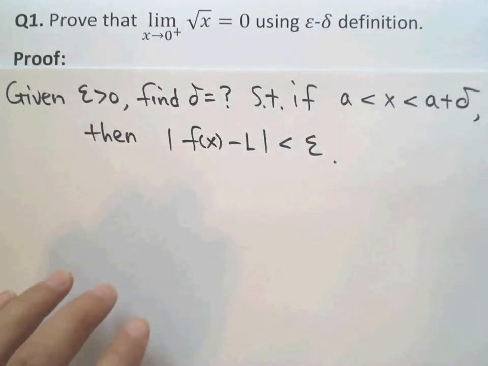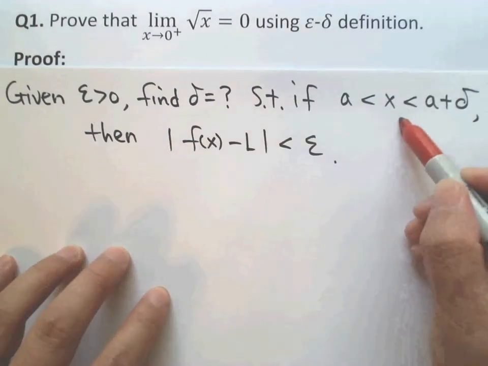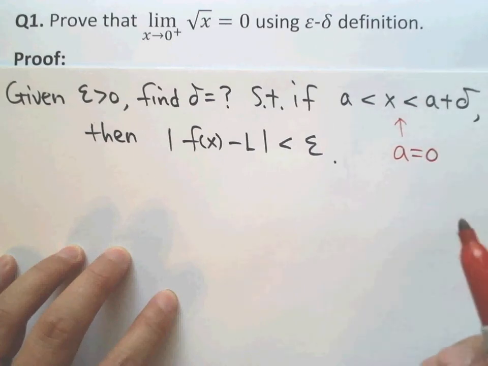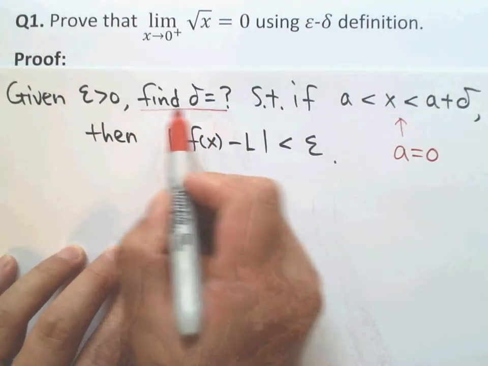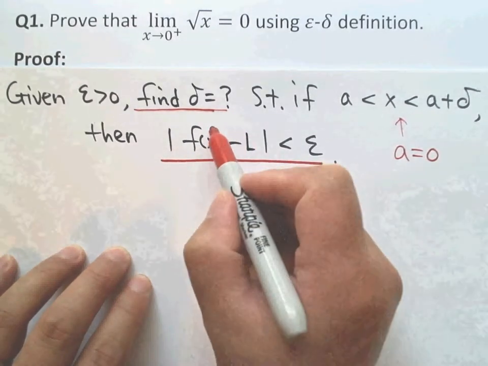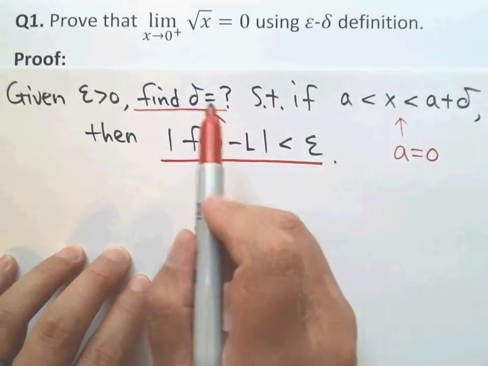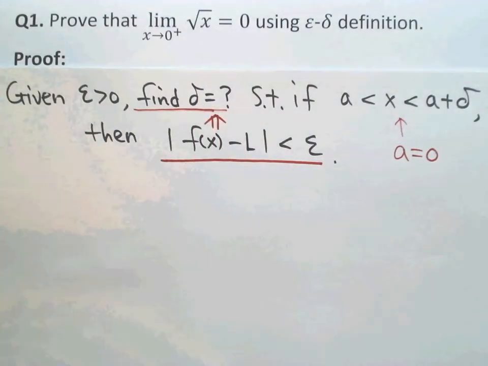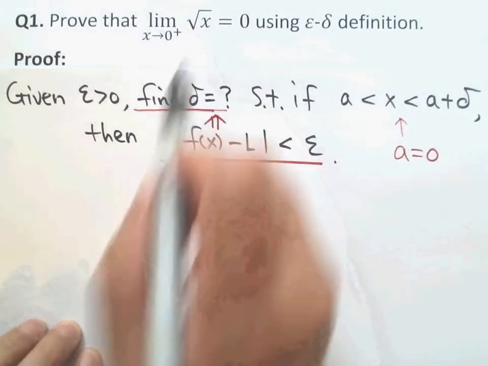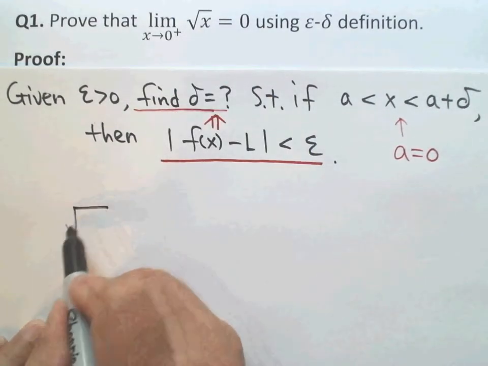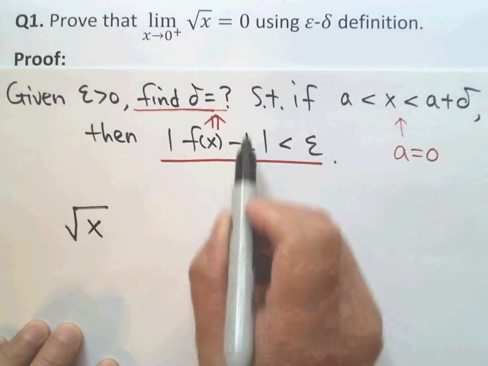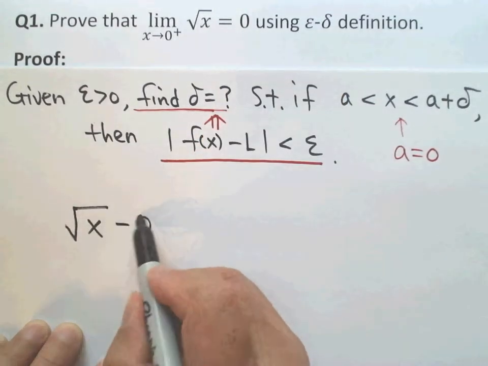In this question, what is a? Let me write it down. So a equals 0. All we need to do is find the delta, by solving this inequality. So what is f? f is the square root of x. The square root of x is f, and L is 0, the limit, right? So minus 0.